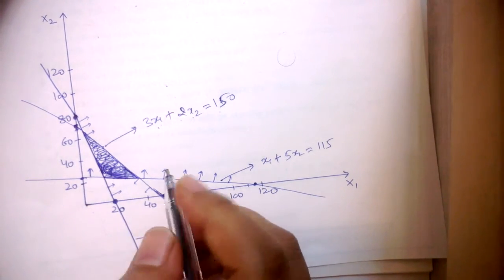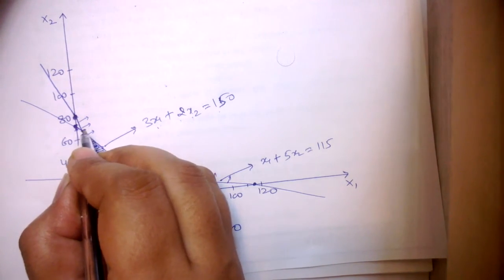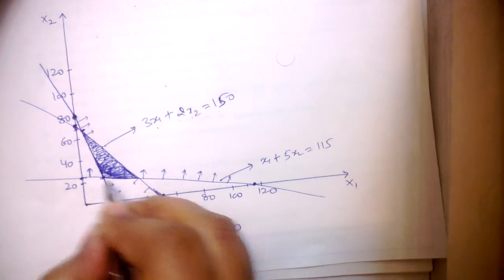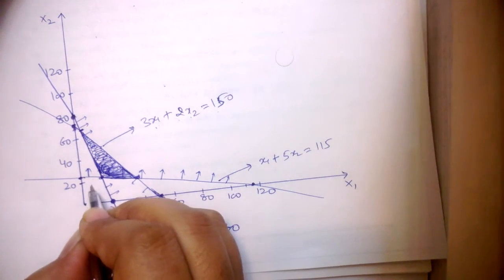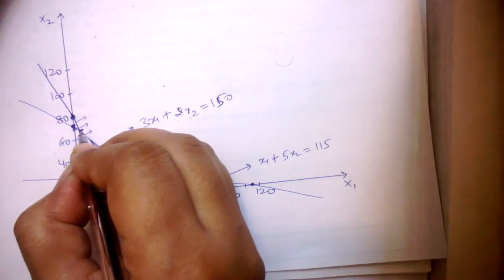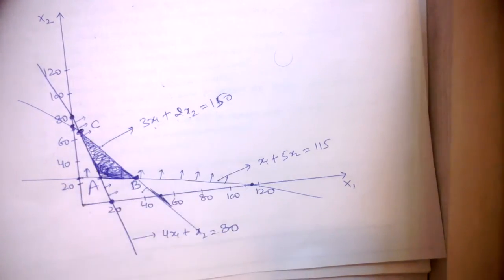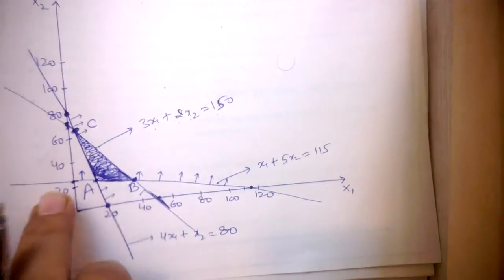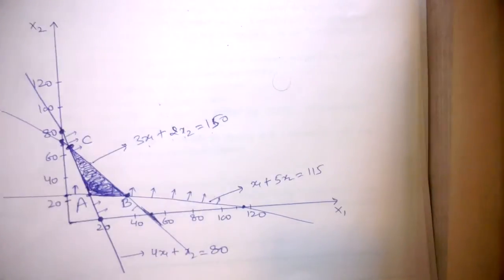Now we have to identify the corner points of this area. So these are the 3 corner points. Let us name the points as A, this point as B, and this point as C. Now how will we get these points A, B and C?